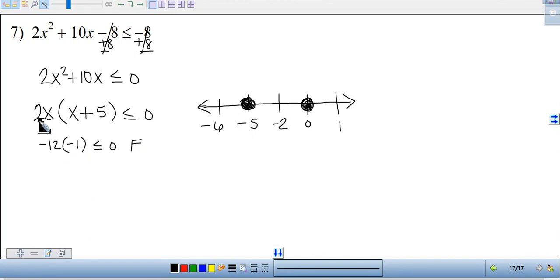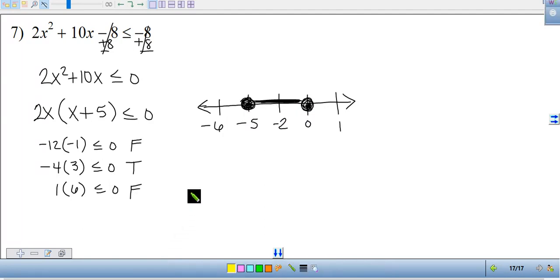Let's try negative 2. If I do 2 times negative 2, I get negative 4. And negative 2 plus 5 is 3. When I multiply those, I get negative 12 is less than 0. That's true. So I'm shading in the middle. If I test the 1, 2 times 1 is 2, 1 plus 5 is 6. 12 is not less than 0. That is false. So my only section is this center section.